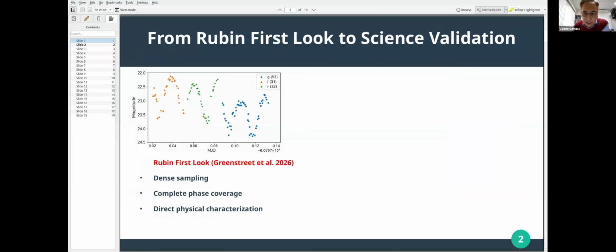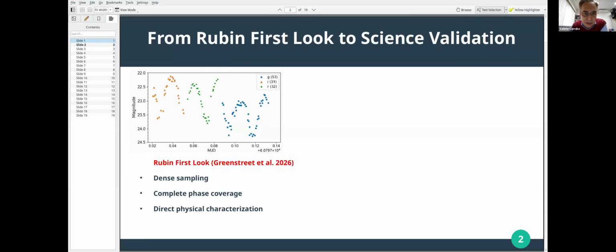Science validation data is a bit different. We don't have dense sampling, we have sparse sampling. In many cases, we have incomplete phase coverage. And it's more difficult to get physical characterization. You need to have cross-validated physical characterization. So the idea behind this work was what can we actually obtain from sparse science validation observations, which are very similar to what we are actually getting for some of the data preview from Rubin.